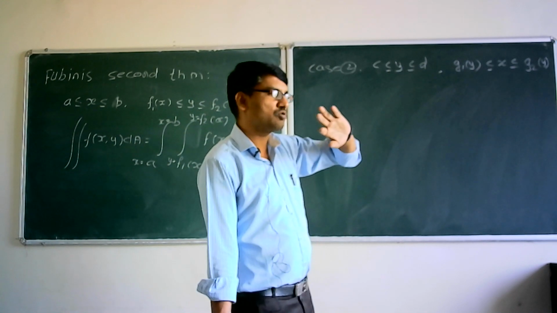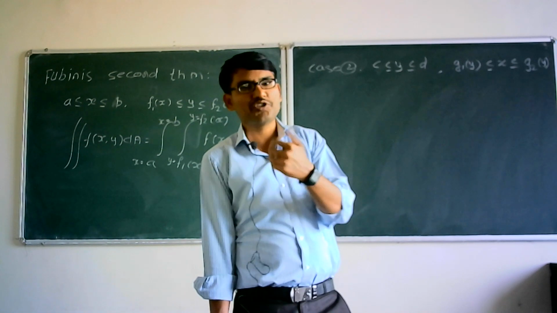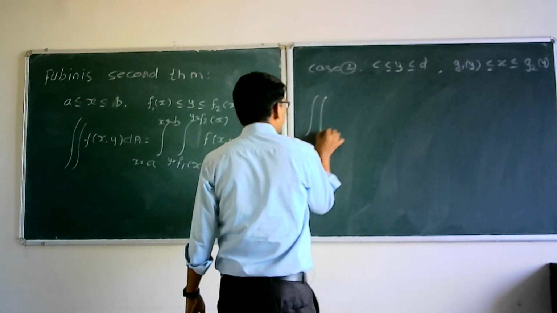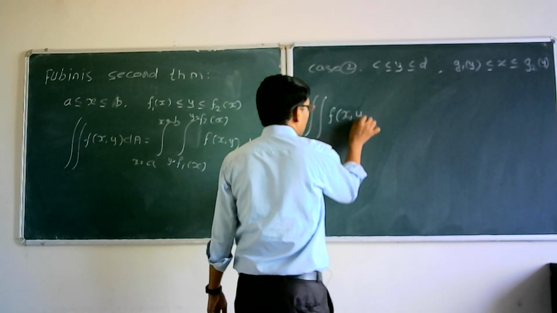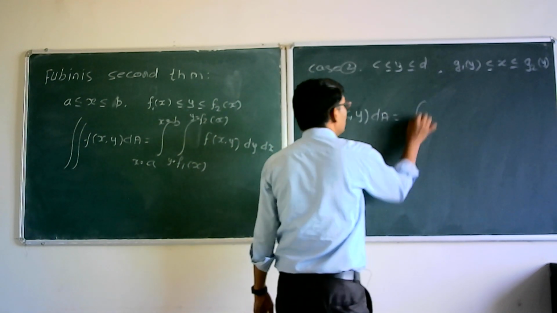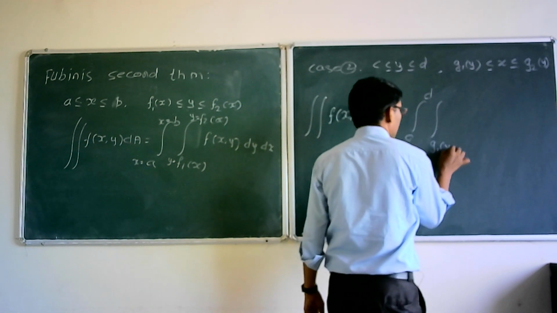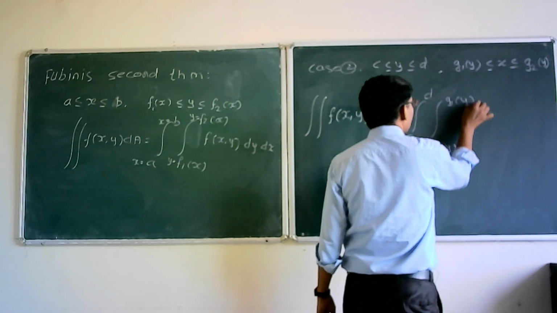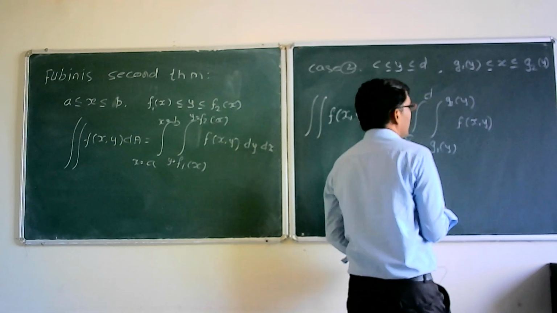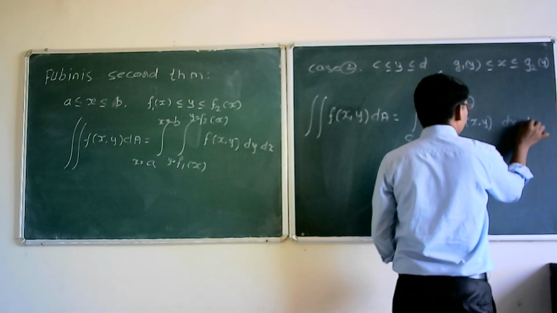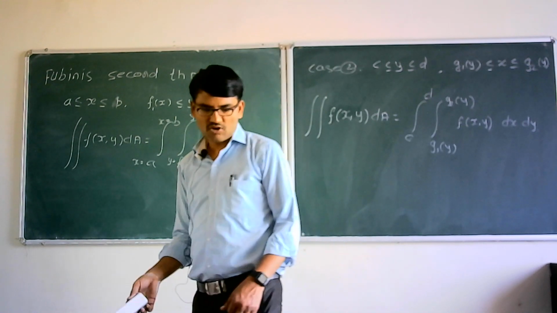आता इथे मात्र तुम्हाला सुरुवातीला x इव्हॅल्युएट करावं लागेल, इंटिग्रेशन घ्यावं लागेल with respect to x and then integration with respect to y. So here double integration dA f of xy dA is equal to integration c to d, integration g1(y) to g2(y), f of xy dx dy. So this is called the Fubini's stronger theorem.